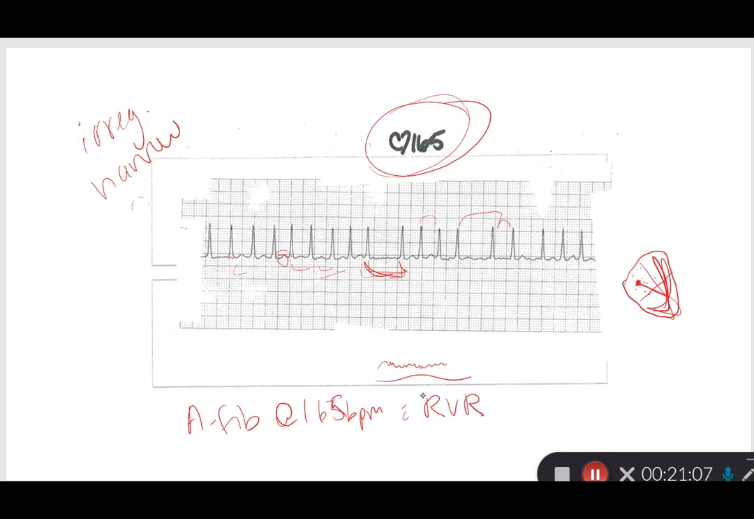So we have AFib, it's over 150 beats per minute, and just like when I have an SVT that's really fast, I start to worry about my cardiac output dropping because the heart does not have enough time to fill between strokes to get a good cardiac output. So we could potentially see a loss in blood pressure there. So I'll call this AFib at 165 beats per minute with RVR, which means rapid ventricular response.